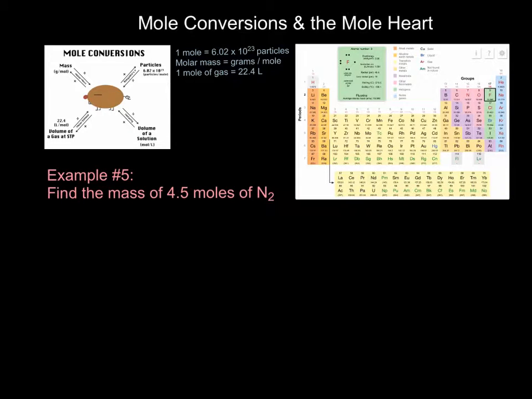So now let's practice and take a look at how we use the molar mass when doing our conversions. Example number 5 asks us to find the mass of 4.5 moles of N2. We always start with what we're given, which is 4.5 moles of N2, and I'm going to write N2 in here so that I remember that I'm working with a diatomic, because then I know, looking at my map, I'm starting at moles of N2, right here in the middle of my mole heart, and I need to go to mass.